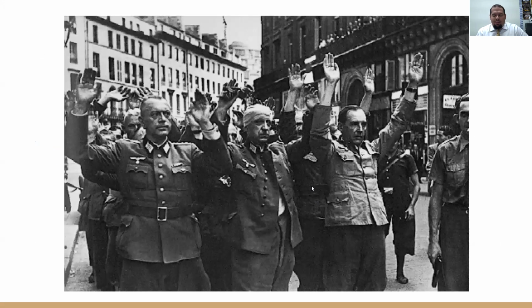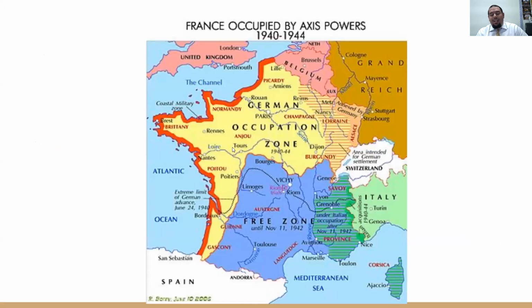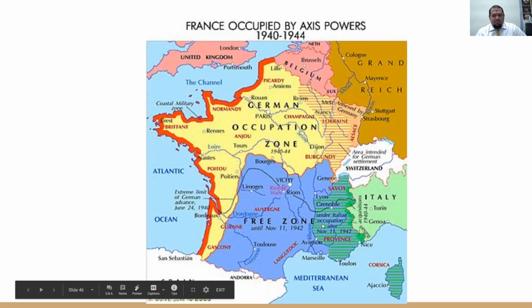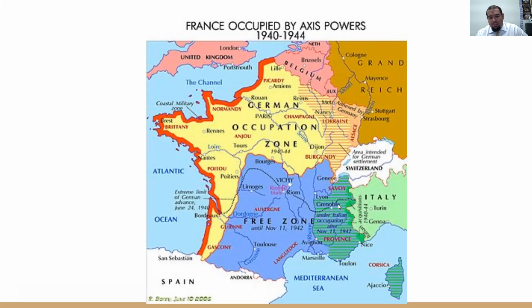Here are the French giving up. Here is the occupation of France. Notice 1940, basically the entire war. Like, not only did France already have World War I fought in their country, and now this is the free zone, but it's not really. And then Italy gets some part of it, okay? Italy gets some part since they attacked right here.